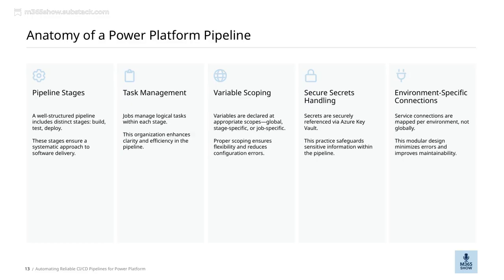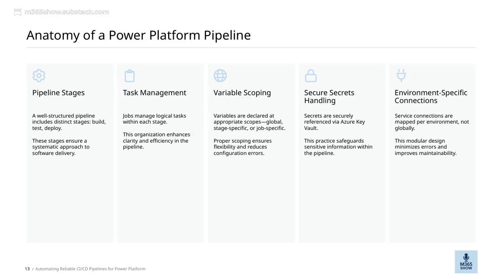Moving on to variables, these are declared at appropriate scopes, whether global, stage-specific, or job-specific. Proper scoping gives us flexibility because we can reuse variables where needed, and it also helps prevent configuration errors that might occur if variables are too broadly or narrowly defined.